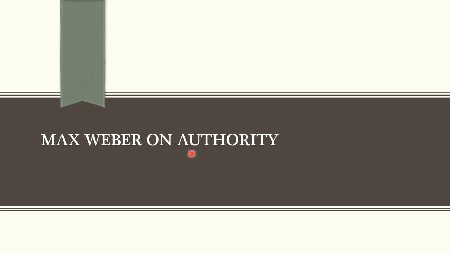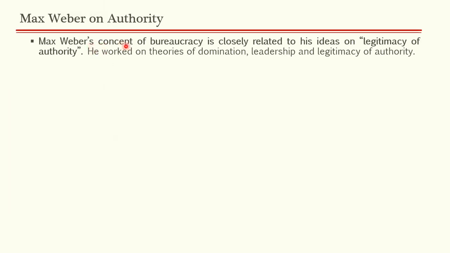Max Weber said some very important things on authority. We'll deal with Max Weber on authority now. Max Weber's concept of bureaucracy is closely related to his ideas on legitimacy of authority. Now remember this. This is a very important sentence. We'll encounter this many times in the course of the next couple of slides. What Max Weber said is, you have the authority only as long as it is legitimate, only as long as it is validated by the people who are following your authority. As soon as you lose this legitimacy, you lose your authority. This is what Max Weber said. We'll learn about it in more detail in future slides.